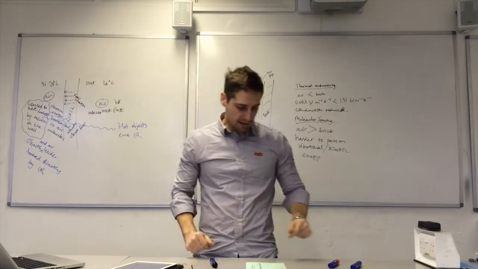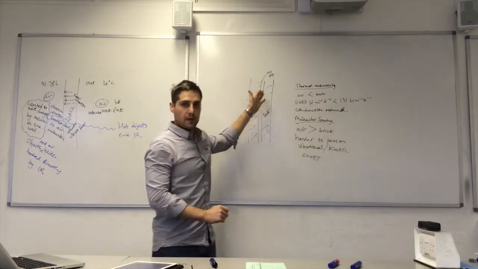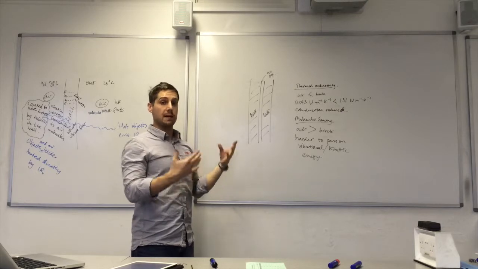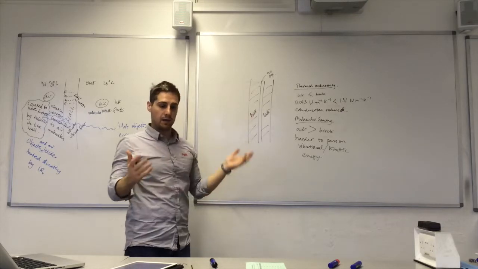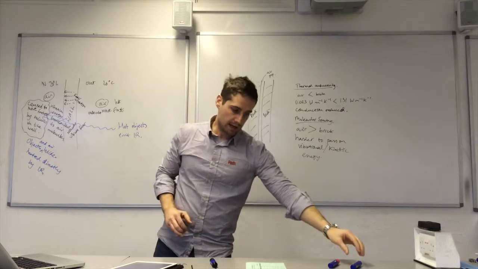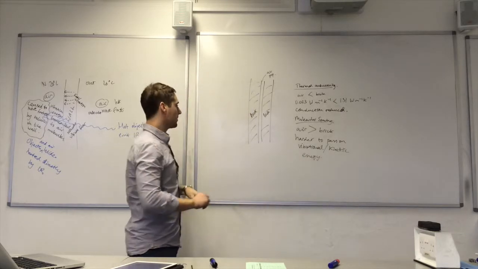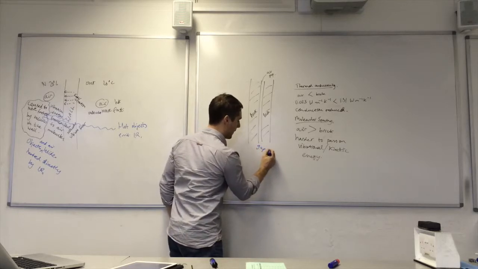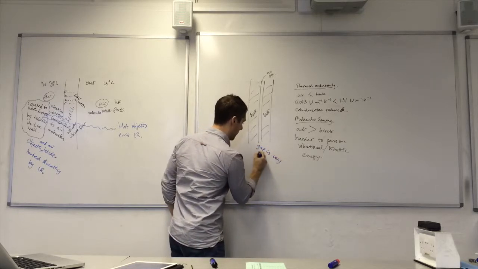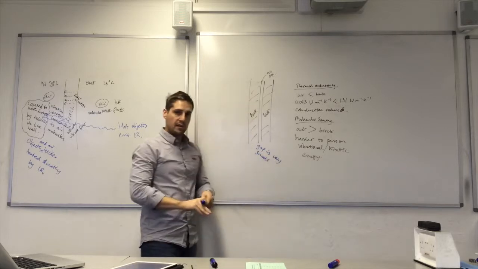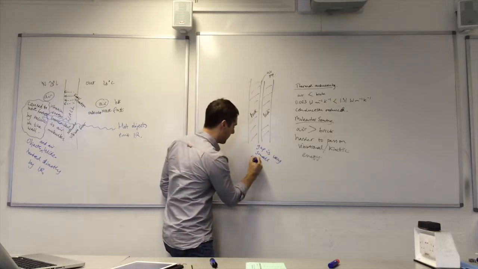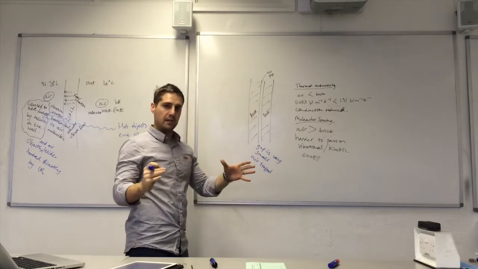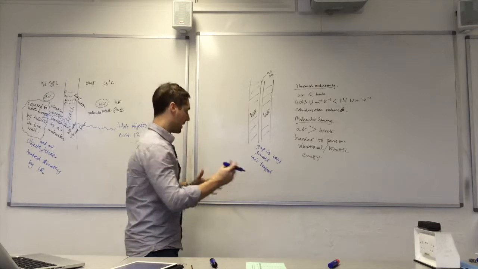Okay, next, now because we've introduced this air gap, there's the possibility of convection taking place in our wall, because air can convect. However, it's designed to reduce convection because it's so small. Because it's so small, the air is trapped. And what it does is that prevents convection currents being set up.